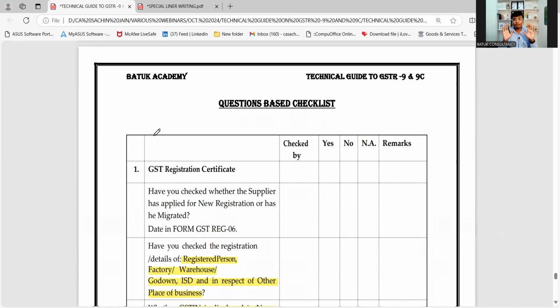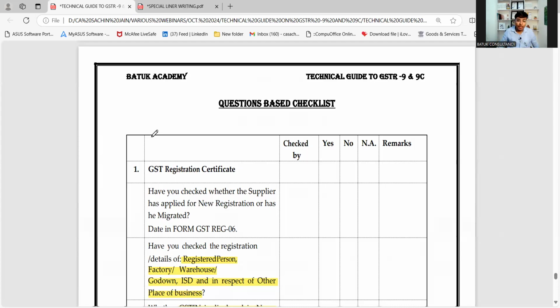Okay, I suppose you have learned the concept of GSTR-9C. आपको पता चला होगा अनएडजस्टेड एडवांसेस क्या है, ट्रेड डिस्काउंट क्या है, क्रेडिट नोट का इफेक्ट क्या है, while calculating the turnover reconciliation, the deemed supply.